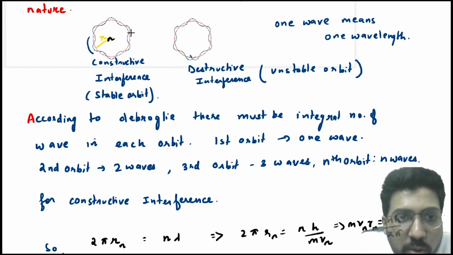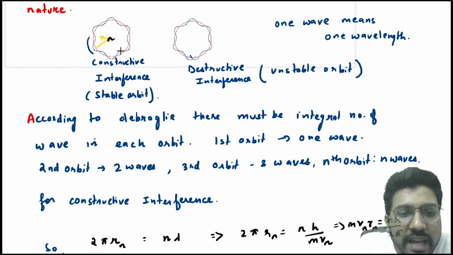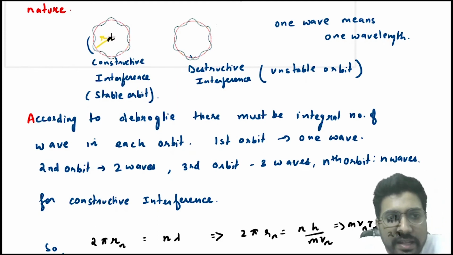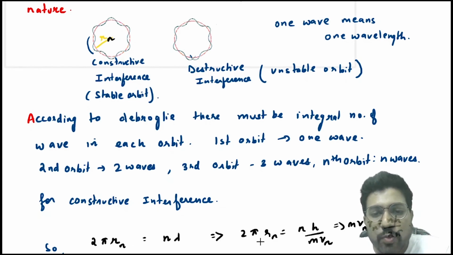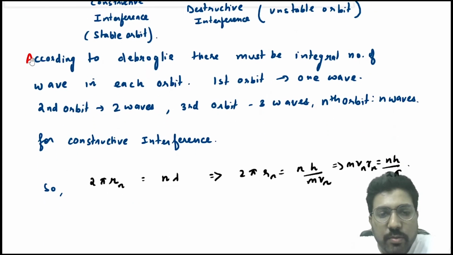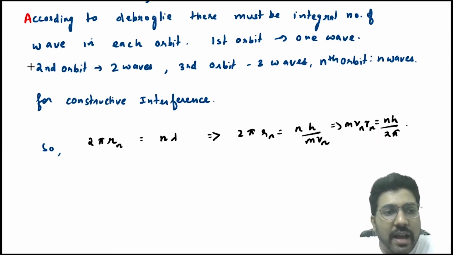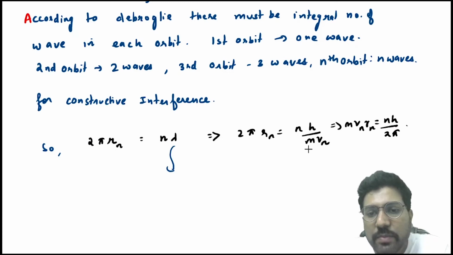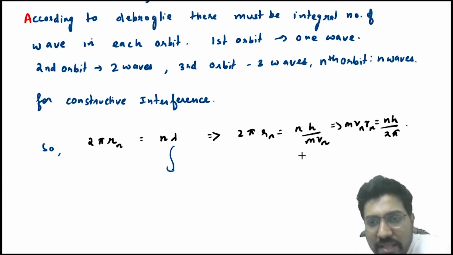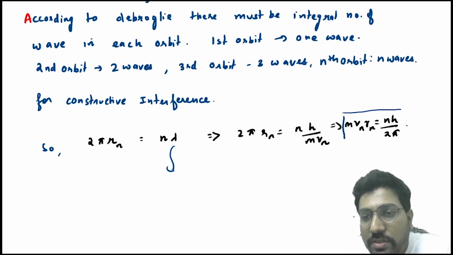So if one wave means one wavelength, then n waves means n wavelengths. So this total length will be n lambda, but this total length is also equal to 2 pi Rn, right? Where Rn is the radius of the nth orbit. So I'll write 2 pi Rn is equal to n lambda, and you know that lambda is h upon mv, so lambda is equal to h upon mvn, right? When you take this mvn to this side and 2 pi to this side, you'll get Bohr's third postulate, right?